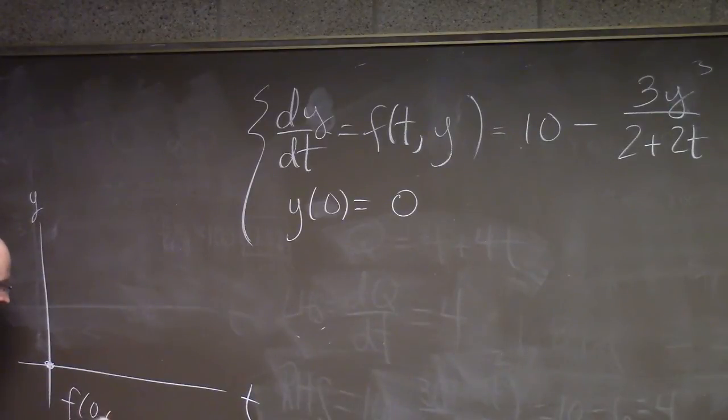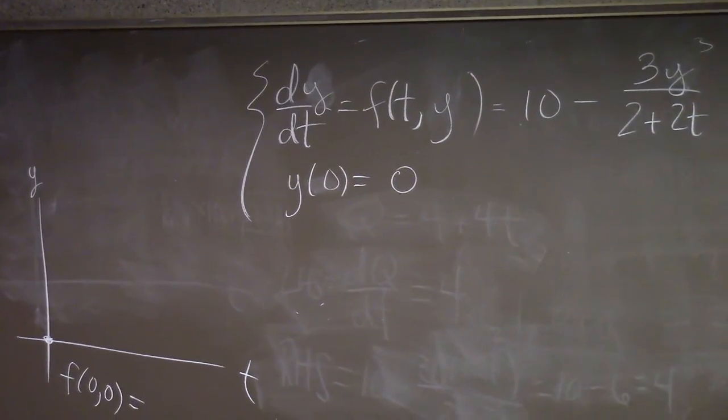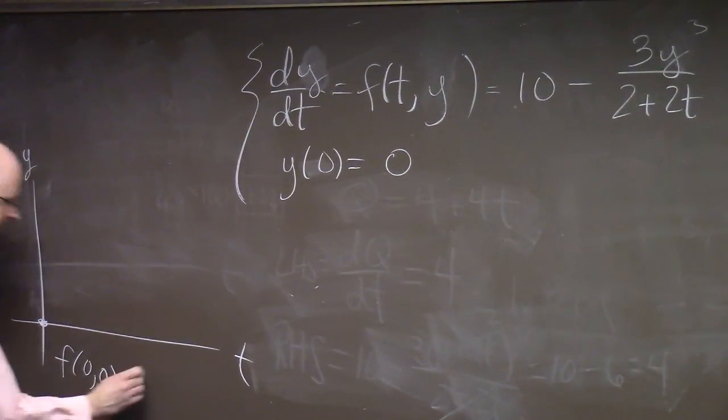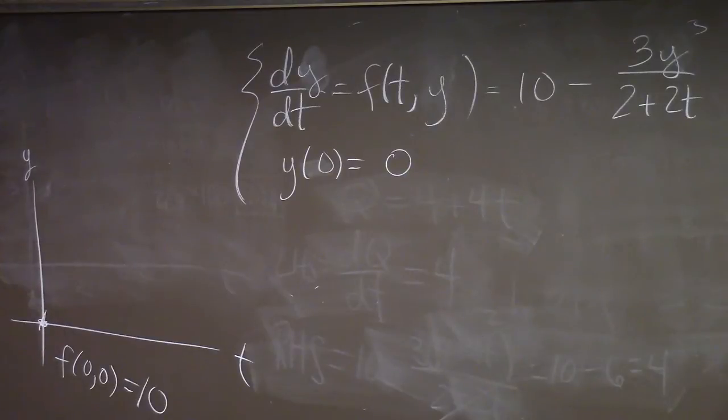f of 0, 0 equals what? Plug in t equals 0, y equals 0, get 10. The little slope mark has a slope of 10. Now, should I follow that 1 unit of time into the future? No, I think it's probably not a good idea. I think we want a smaller interval of time. Maybe 0.1? Let's go ahead and pick 0.1. That's t equals 0.1 there.